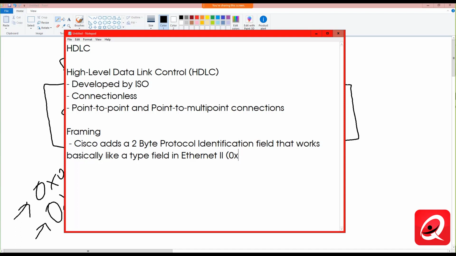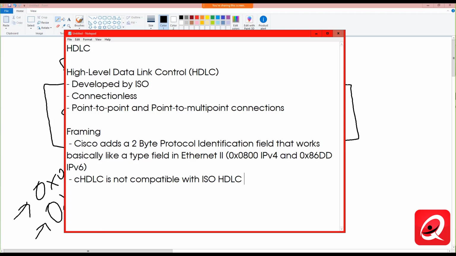So 0x0800 would be IPv4, and 0x86DD would be IPv6. Those are just some examples, common types that we see with Ethernet. So Cisco HDLC is not compatible with the ISO HDLC version. Just something to keep in mind.